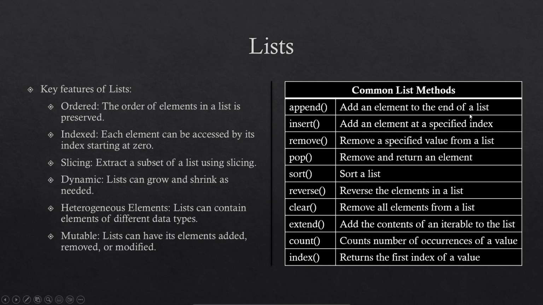Append adds an element to the end of the list. Insert adds an element at a specified index. Remove removes a specified value from the list. Pop removes and returns an element. Sort sorts a list, and you can either sort it in ascending or descending. Reverse reverses the elements in a list. Clear removes all elements from the list. Extend adds the contents of an iterable to the list. Count counts the number of occurrences of a specified value. And index returns the first index of a value.